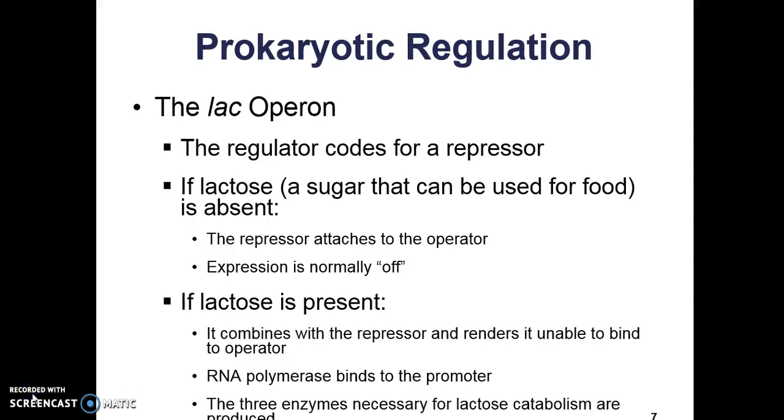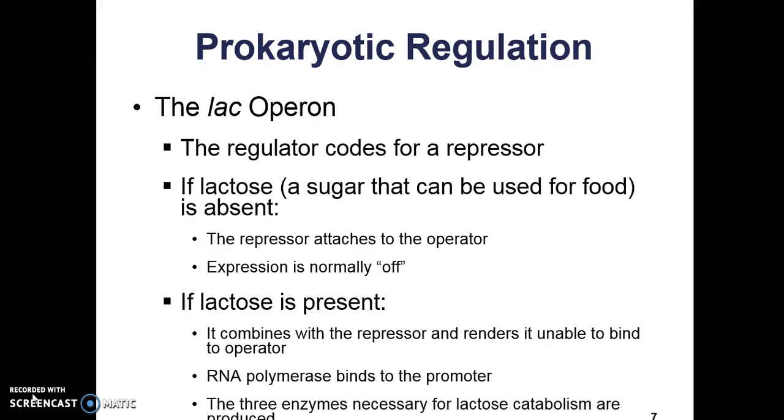So now we're going to talk about the lac operon. Enzymes that break down lactose are encoded by three different genes. There's a gene that codes for beta-galactosidase, which is going to break down lactose into glucose and galactose. There's another gene that codes for permease, which facilitates the entry of lactose into the cell. And then there's a third gene, transacetylase, which is an accessory function in lactose metabolism.